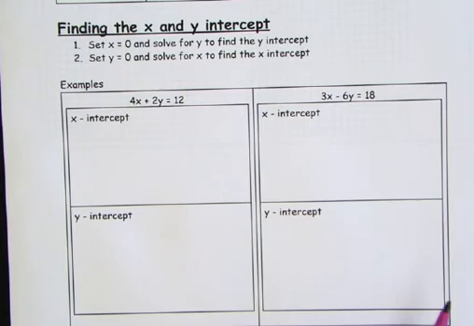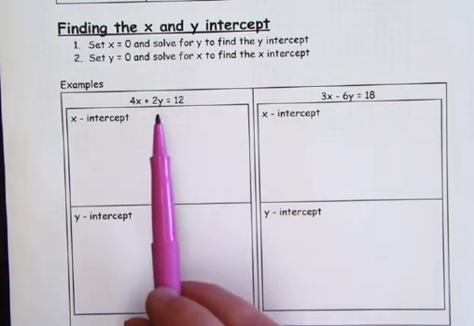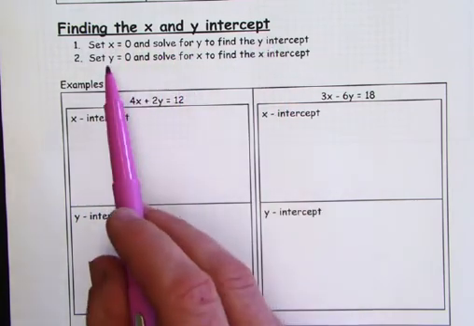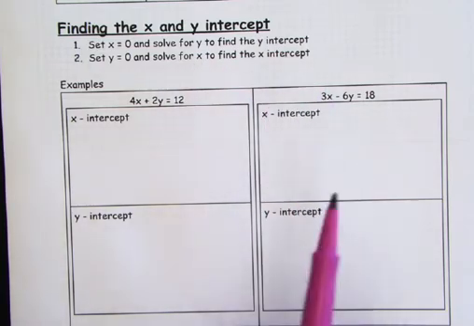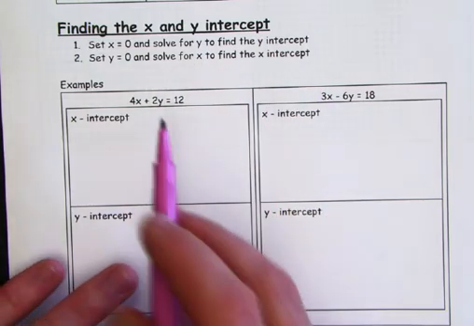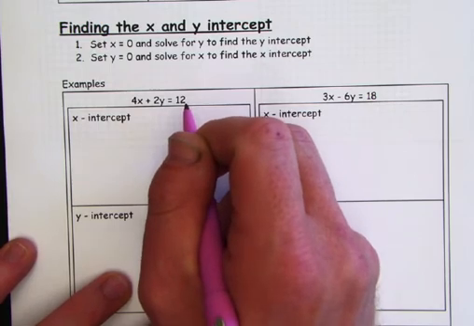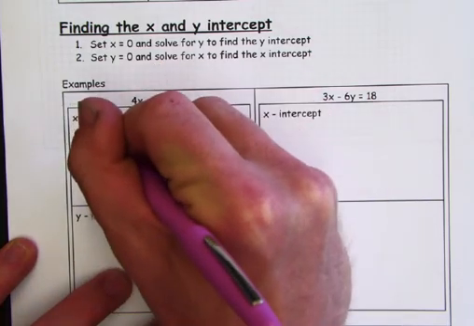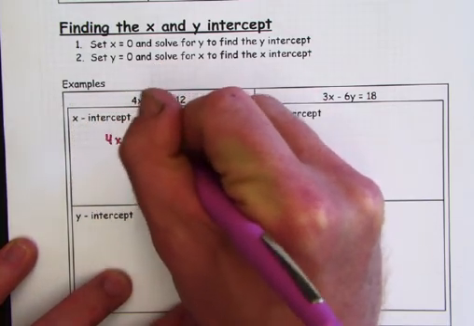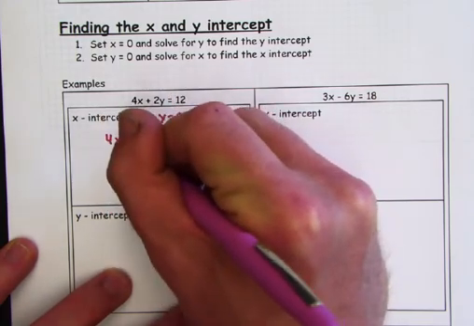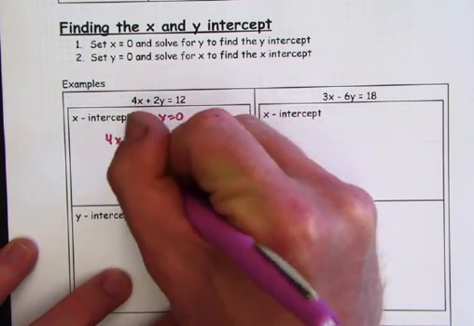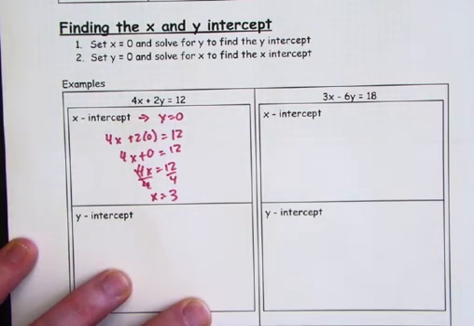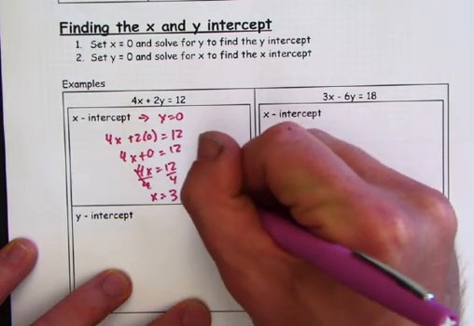So here we have equations written in standard form, and we're going to try to find the x and y intercepts. To do that, we're going to set x equal to 0 and solve for y to find the y-intercept, and set y equal to 0 and solve for x to find the x-intercept. Let's start with the x-intercept. We have 4x plus 2y equals 12. We set y equal to 0, so 4x plus 2 times 0 equals 12. 4x equals 12, divide by 4, and we get x equals 3. So our x-intercept is 3, 0.